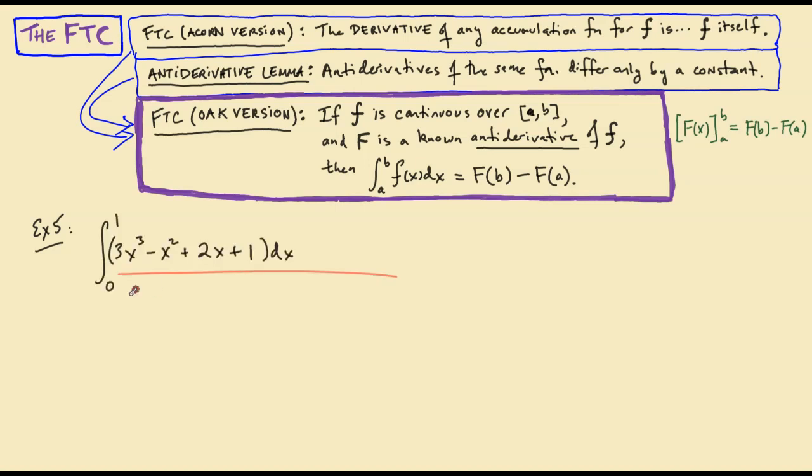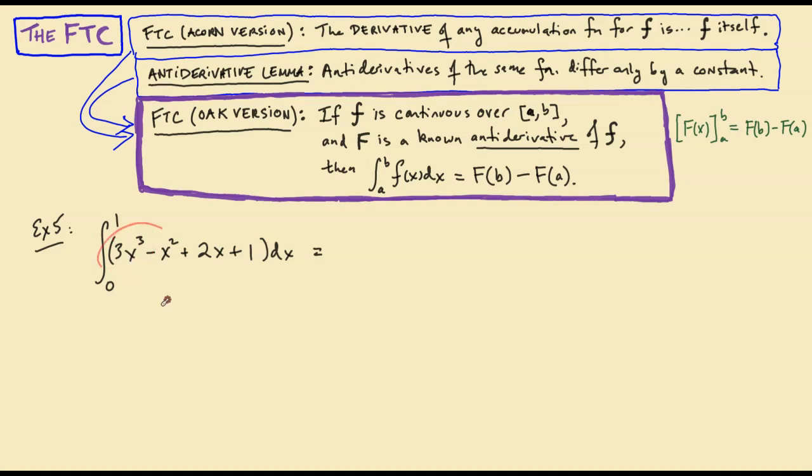So let's just integrate some polynomial from 0 to 1. Here I've got 3x cubed minus x squared plus 2x plus 1. We just need to think of an antiderivative of that. Well, as I said, you can get antiderivatives term by term, and every term has a very easy antiderivative. Those are the first kind of antiderivatives we learn to take. So we should be able to write this down very simply.